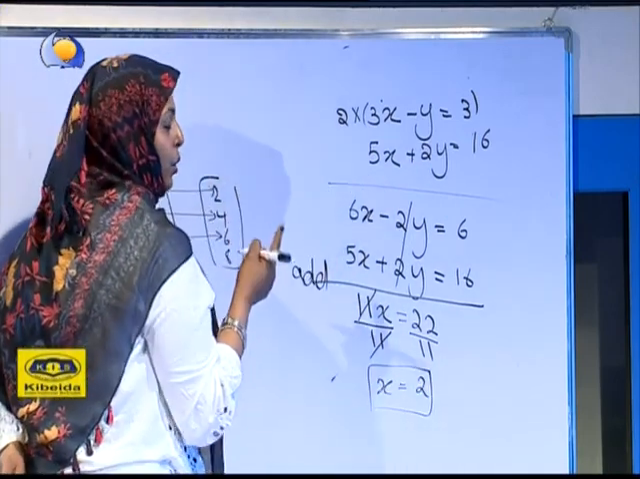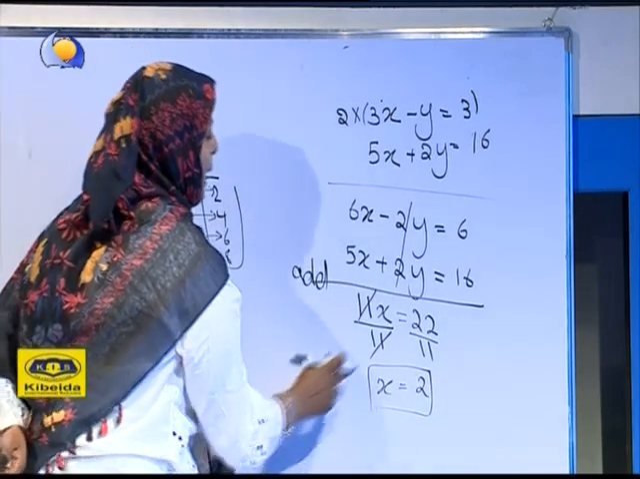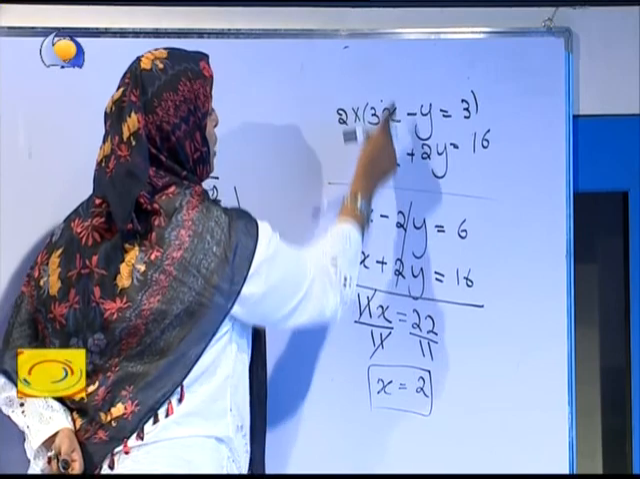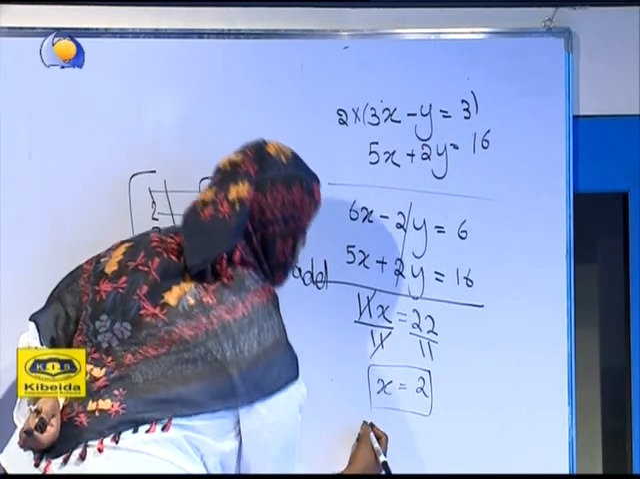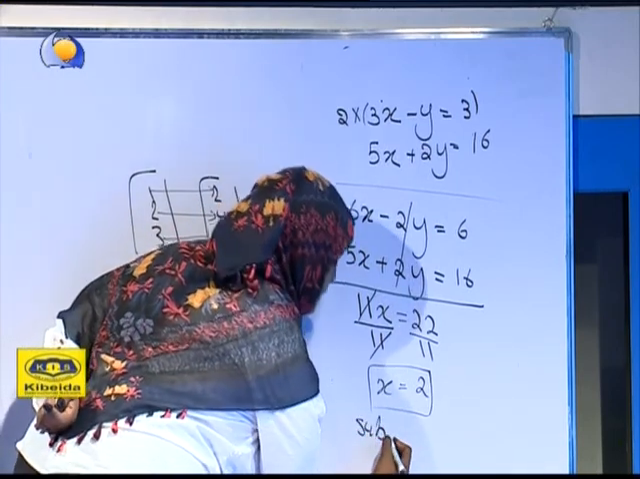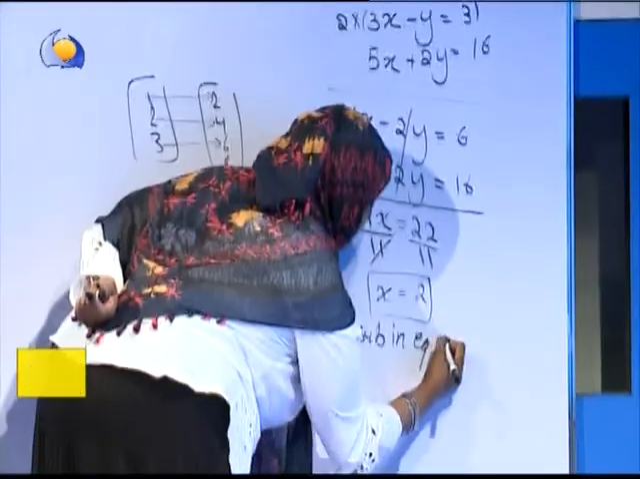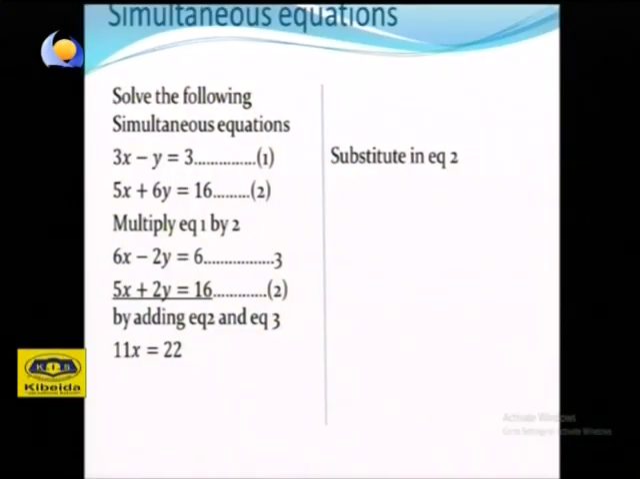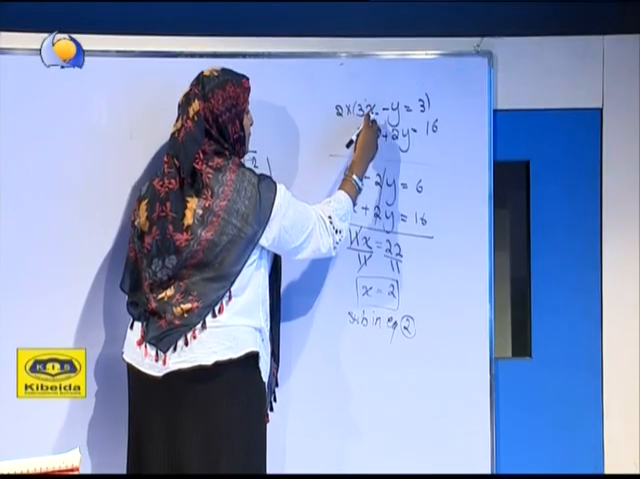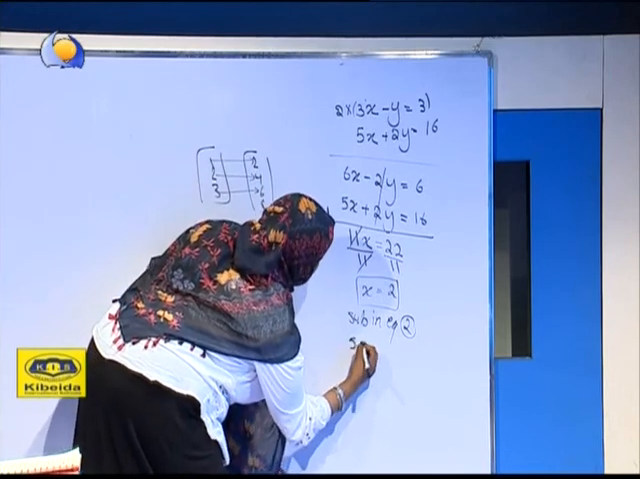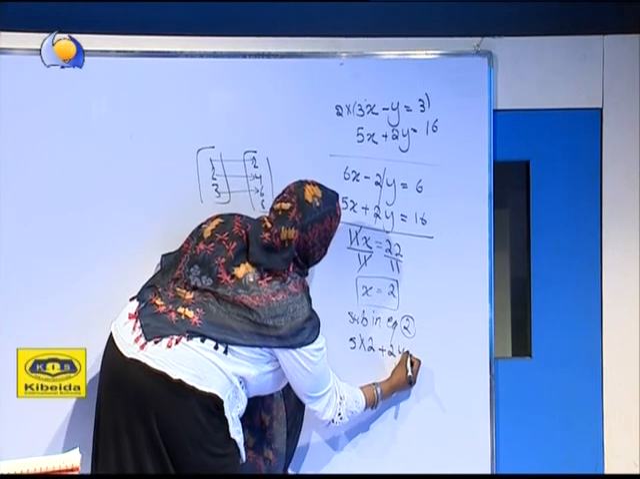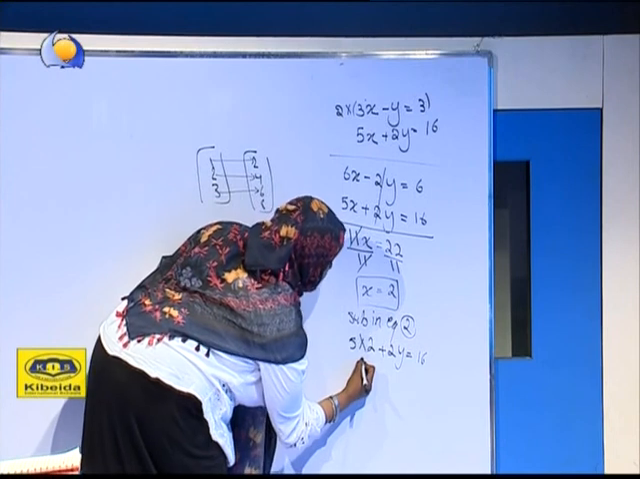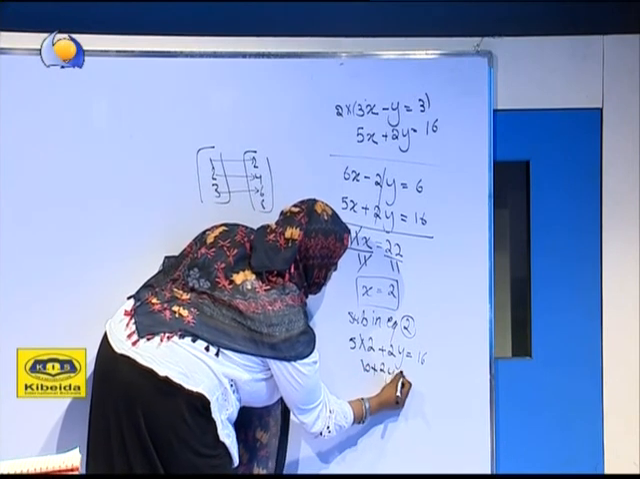Then to get the value of the second variable, I must substitute in one of those two equations. And I think it's easier to substitute in equation 2, because the y is positive here. Okay. Substitute means you take the x, put its value instead. So 5 times 2 plus 2y equals 16. 5 times 2, 10, plus 2y equals 16.